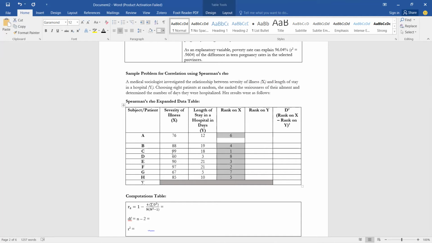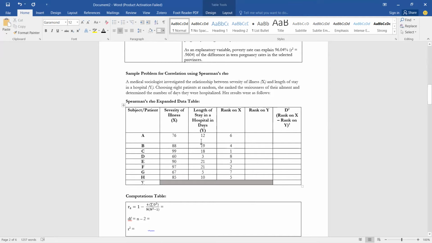while the 8th place is D. Their severity of illness rating is only 60. So they are 8th. As you can see, there are no tied pairs here. Each of them has a unique score on X, on severity of illness. So we don't have much of a problem there.